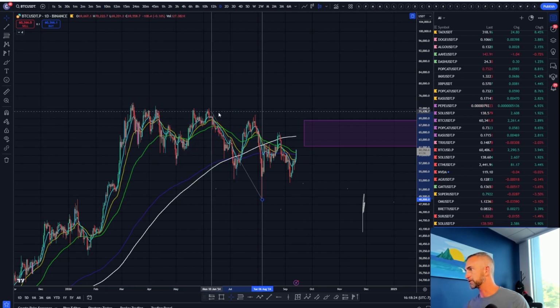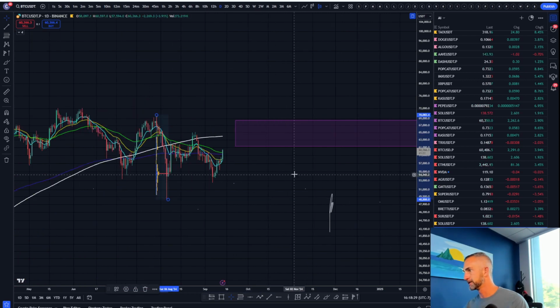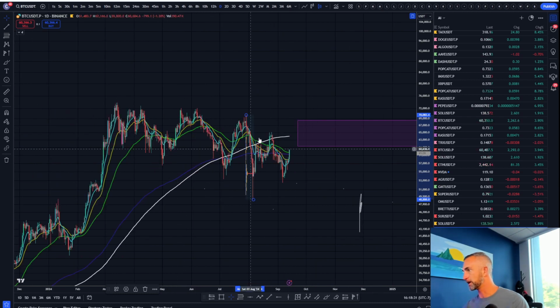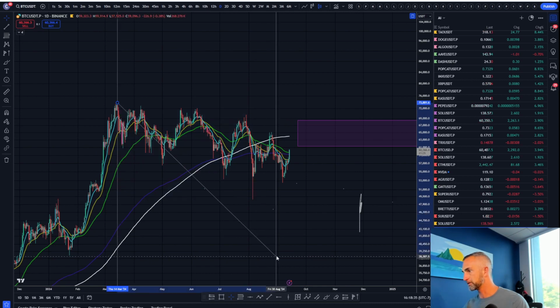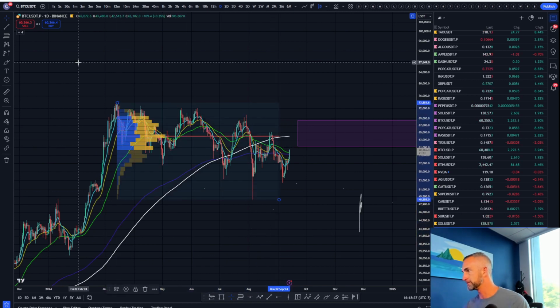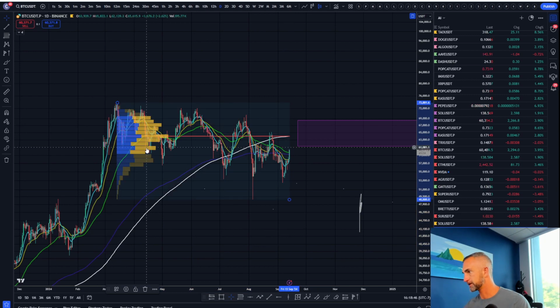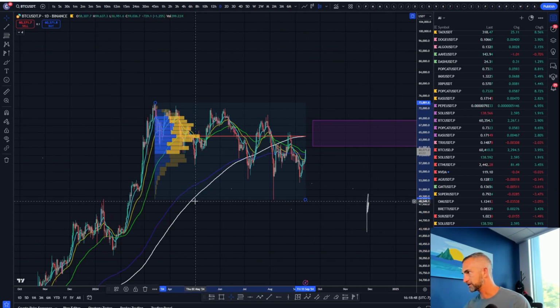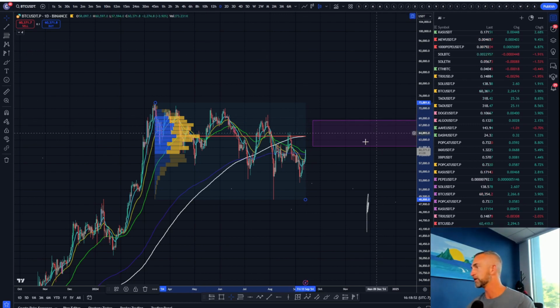I think some people are drawing it differently. But we should get the whole range, right? And perhaps all the way down to this level right here. Boom. Yeah, I like that better. So from this low, yeah. Is that correct? No, I think it's just using this low. So 65,000 is that point of control. We need to get above that level and hold for Bitcoin to get bullish again.